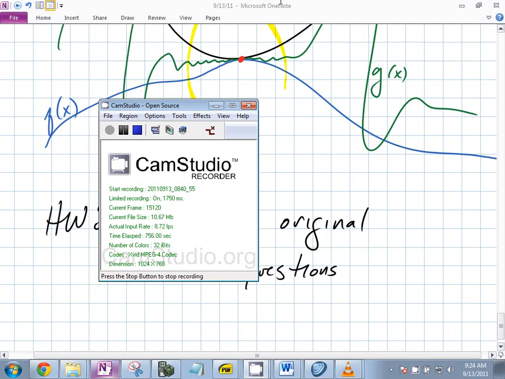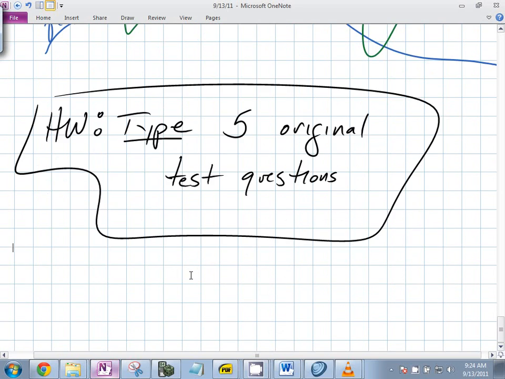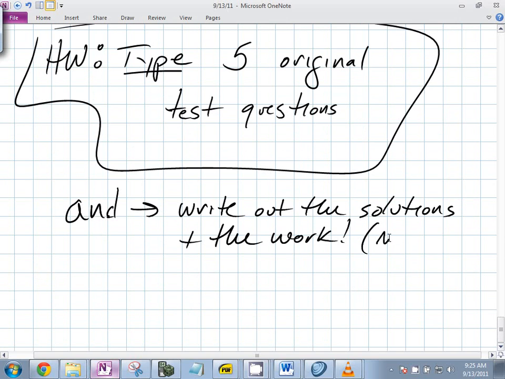Type 5 original test questions, 5 of them, and write out the solutions and the work. The solutions don't have to be typed. So you have to type up the questions and then do them out on a separate sheet of paper.